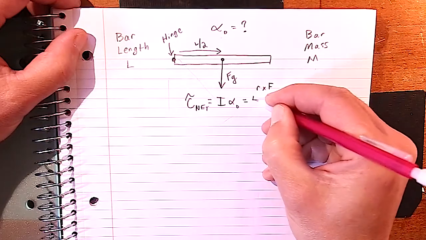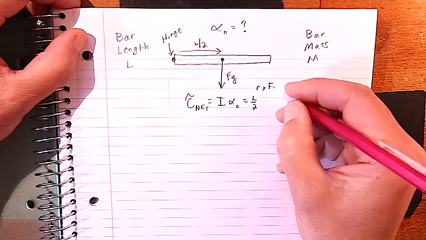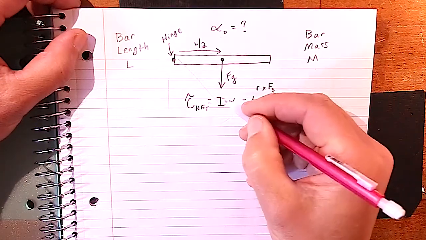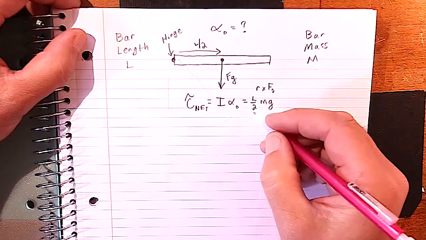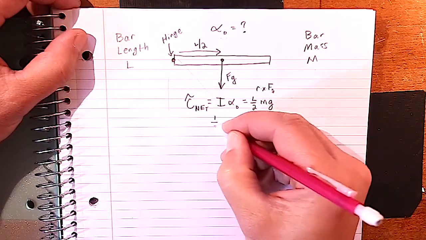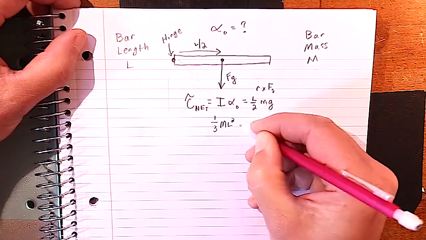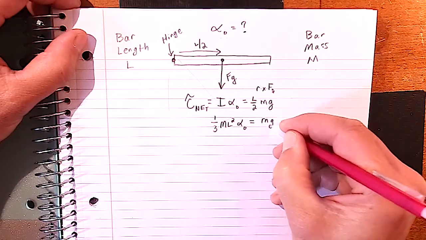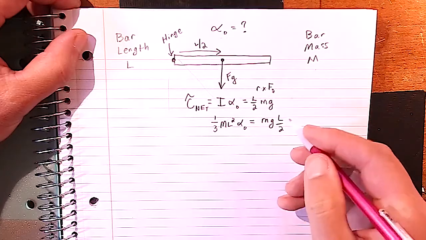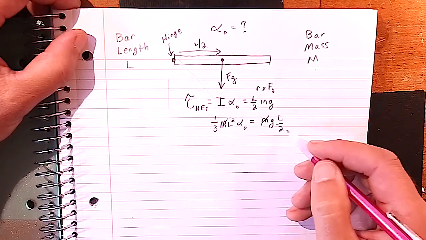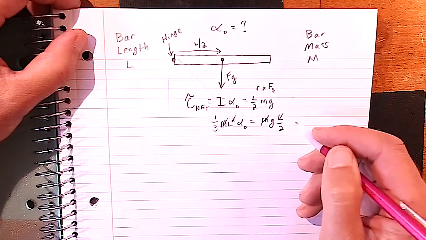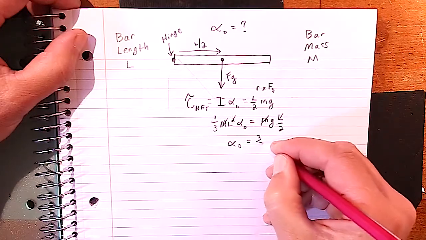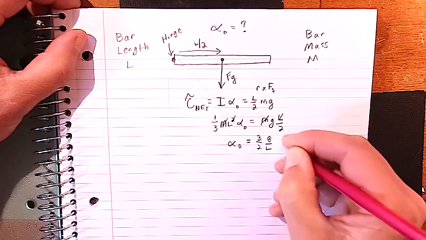Well, what's R? R is L over 2. And what's F? That's Fg, so that's mg. And it's a rod of uniform density. So we say that's 1/3 ml squared times alpha naught is equal to mgl over 2. And then we have our masses cancel out, and one of the L's cancels out. And then we solve and isolate for alpha naught, and we get 3/2 G over L.